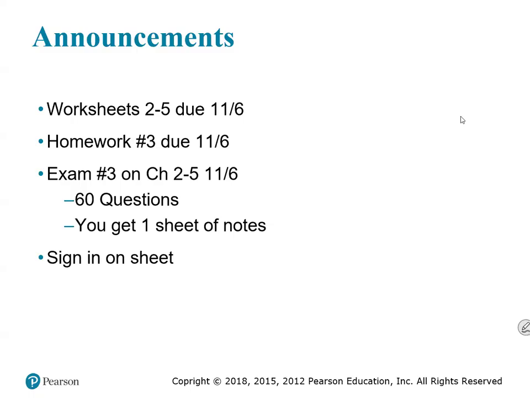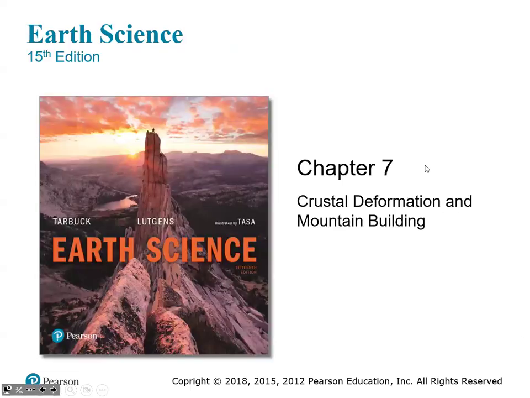So let's get started on Chapter 7. So we talked about volcanoes, which is one way that mountains can be formed. Let's talk about the other ways that they can be formed and just the general methods that the crust gets deformed and mountains get created.